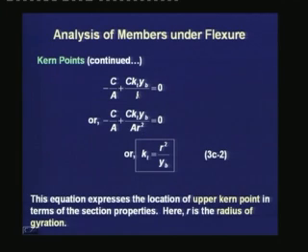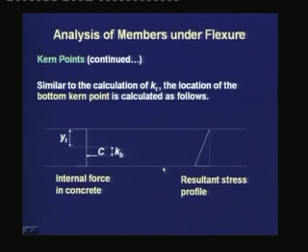We are substituting I equal to A R squared, where R is the radius of gyration. Once we substitute that and we transpose the terms, we can find out an expression of the upper Kern point. KT is equal to the square of the radius of gyration divided by YB, which is the distance of the bottom edge from the CGC. Thus, this equation expresses the location of upper Kern point in terms of the section properties, and here R is the radius of gyration. Similarly, to the location of KT, the location of the bottom Kern point is calculated as follows.